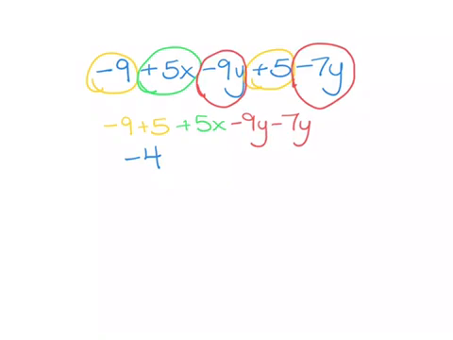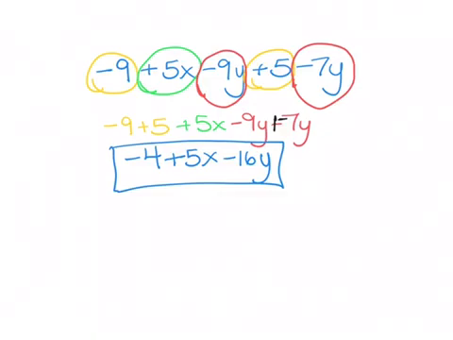Now that 5x didn't have a like term, so it's just going to stay exactly the same. That's going to stay plus 5x. And then that brings me over here where I have negative 9y minus 7y. Again, when we're subtracting, it will help us if we change this to plus a negative. Now I'm adding two things together that have the same sign. When that happens, you add the numbers. So 9 plus 7 is 16, and then you keep the sign. So that's going to become negative 16y. This would be your simplified expression.